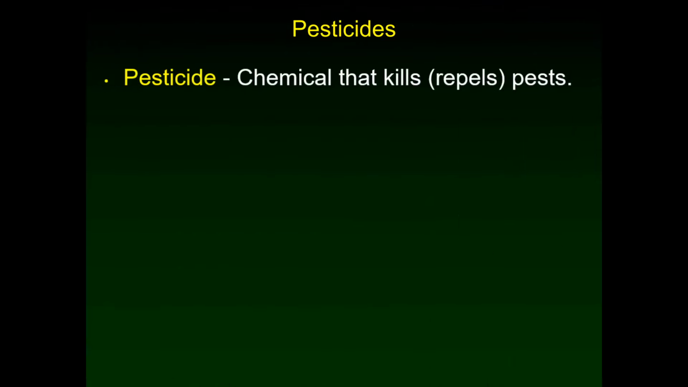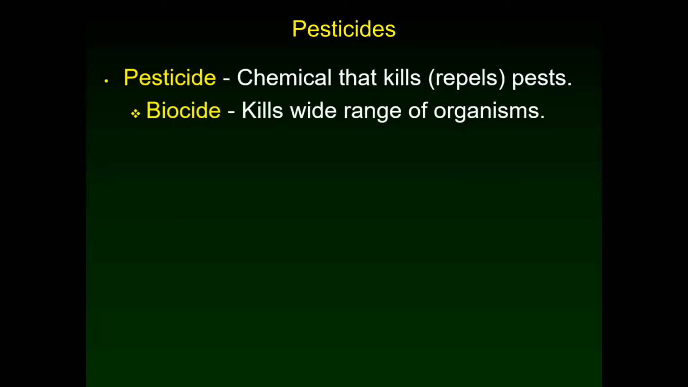So pesticides are any chemical that repels or kills pests. There has been a push toward the repelling part of this lately. So rather than actually trying to kill the pests, you make it so that whatever they're trying to consume or whatever they're doing on the plant is unpalatable. A biocide kills a wide range of organisms. Usually this results in stopping either the electron transport chain or neutralizing a protein that's required for life.